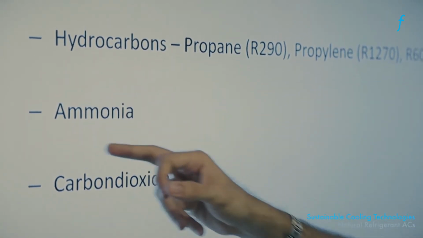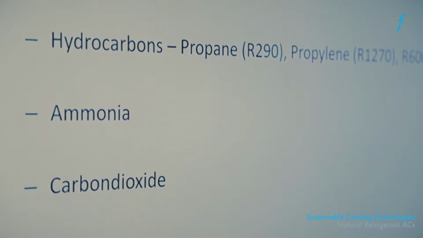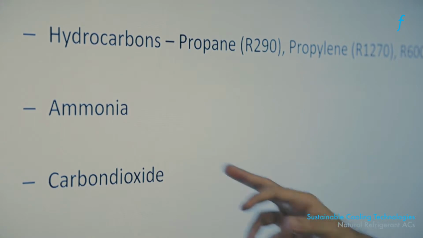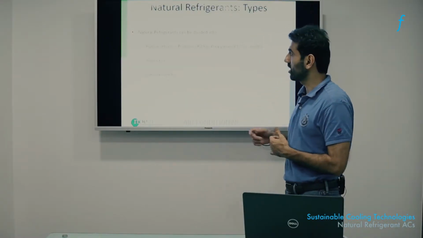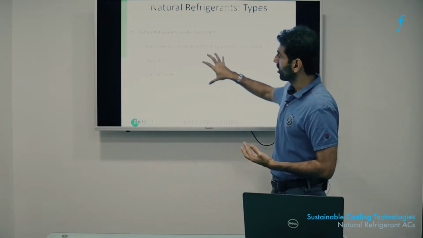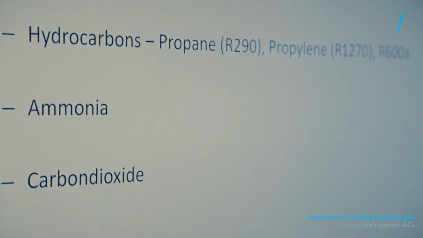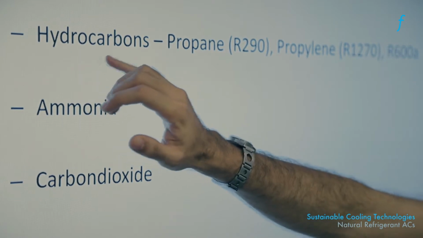The second sub-classification is ammonia. It's not a hydrocarbon, it has nitrogen and hydrogen. And the third one is carbon dioxide. There are a few other ones that are being developed. For instance, even air is a natural refrigerant, and so is water. However, for cooling purposes of the kind that we need in our buildings through air conditioning, hydrocarbons are considered to be the best bet that we have right now, and that technology is the most mature in terms of refrigerants for air conditioning.